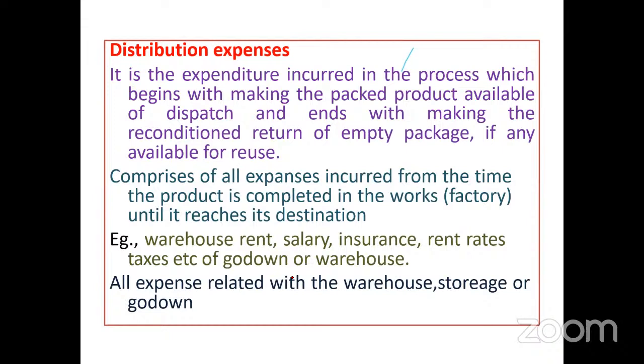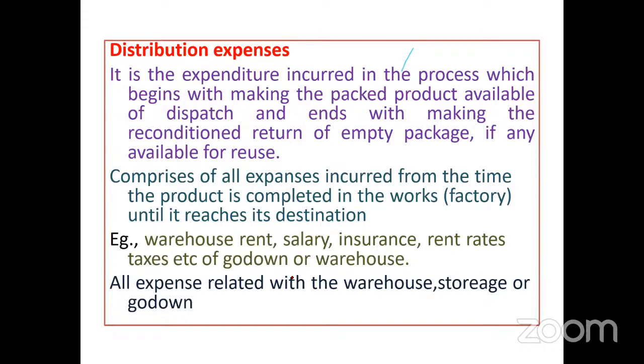Next overhead is distribution overhead or distribution expenses. It is the expenditure incurred in the process which begins with making the packed product available for dispatch and ends with making the reconditioned return of empty packages, if any, available for reuse. So that means in order to distribute the product from the factory or from the warehouse to the point of consumption, all the expenses associated with these distribution activities are coming under distribution expenses.